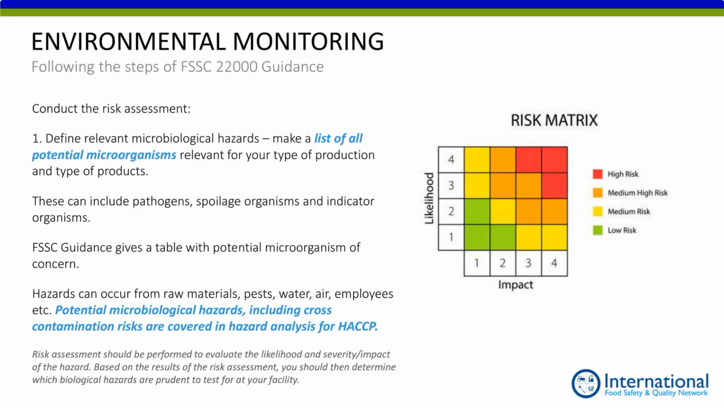When we look at this guidance, it is quite interestingly mentioned that hazards can occur from raw materials, pests, water, air, employees, etc. So you also consider the microorganism, but you need to consider the places or the surfaces from where these microorganisms can occur and at which level. In order to define this level, you can use your potential microbiological hazard. You can include cross-contamination risks that are covered in hazard analysis.